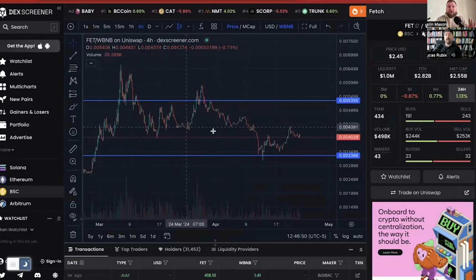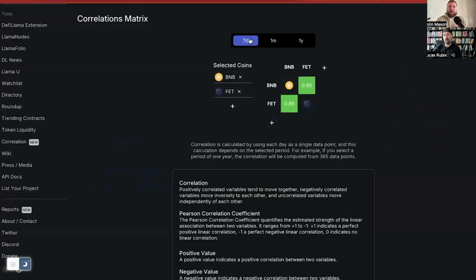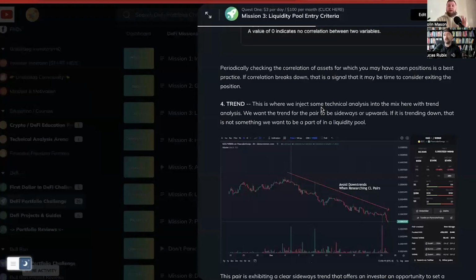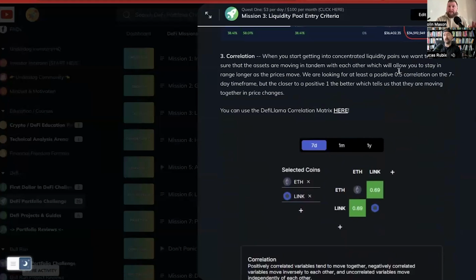And so with this channel here, you can see that there's a nice sideways channel starting to form. And then when we compare that with the correlation on the 7-day at a 0.89, that's very close to a positive 1.0, which tells us, when we go back to our criteria, that we're looking for at least a positive 0.5. Anything above a positive 0.5 tells us, yeah, these are correlated. But the brighter the green, the closer to a 1.0, the tighter correlated they are.